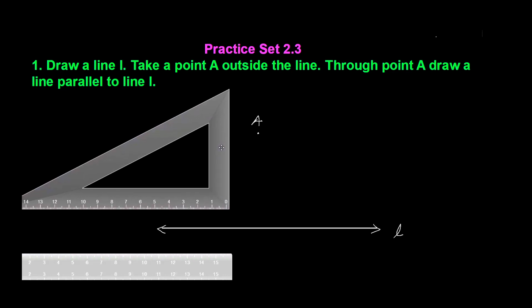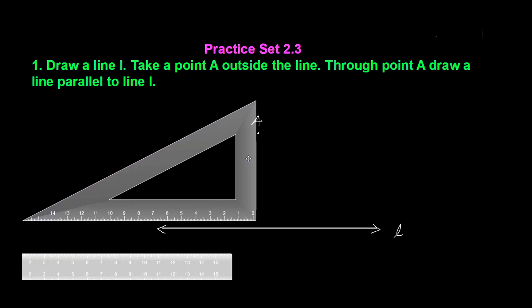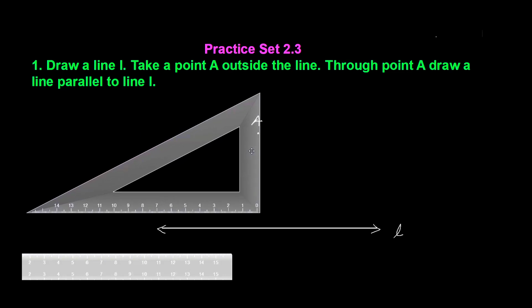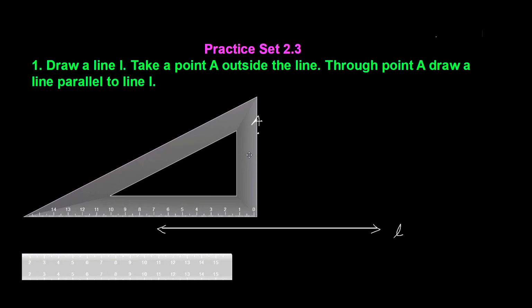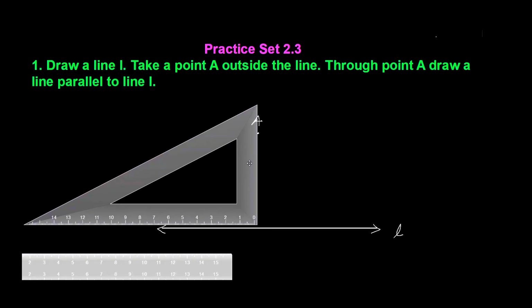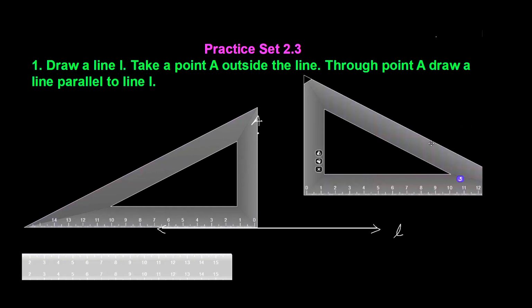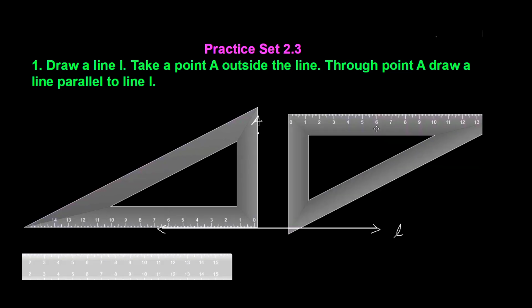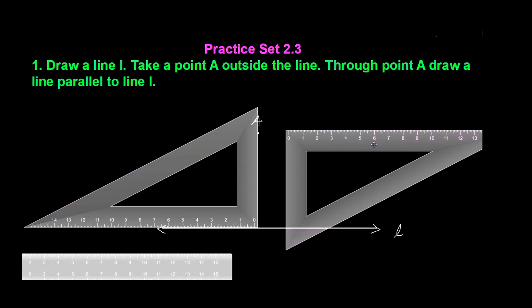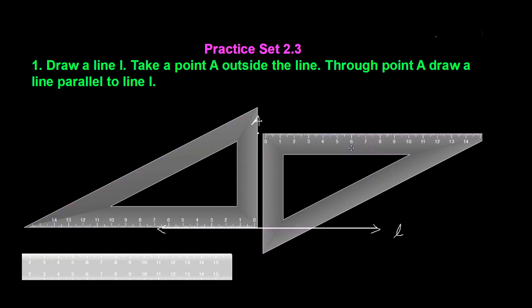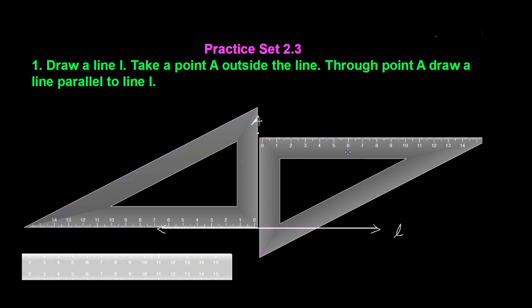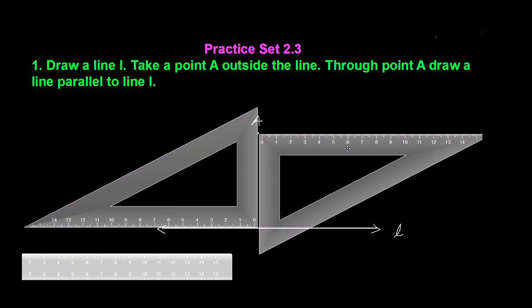This is set square A. Put one edge of the set square on the line L, which coincides with the line L, and the other edge touching the point A. Then take another set square. This is set square B, which is touching the first set square near the point A, as shown here.